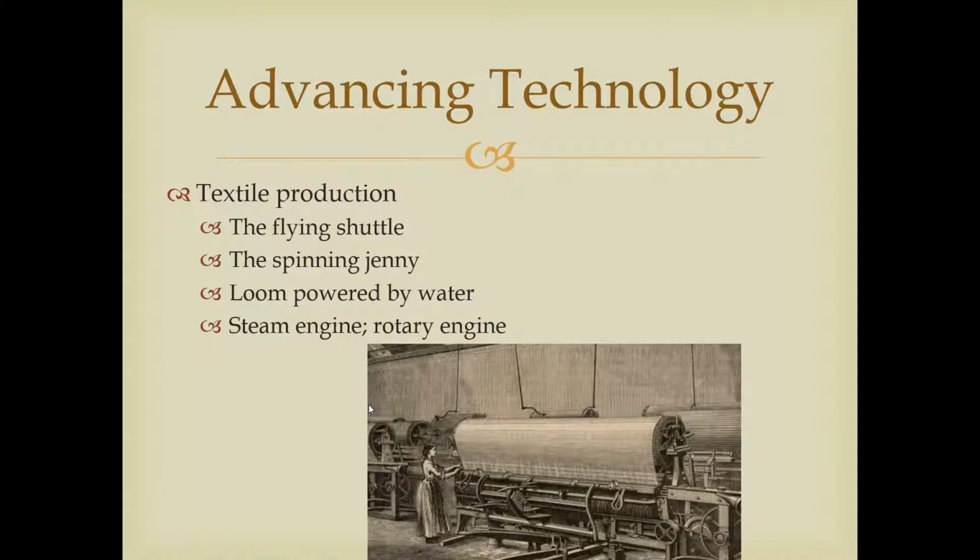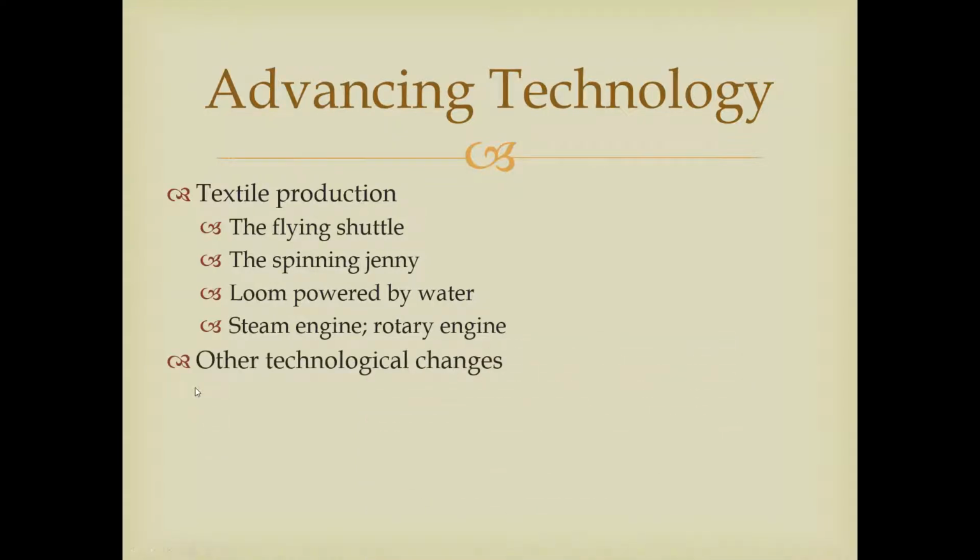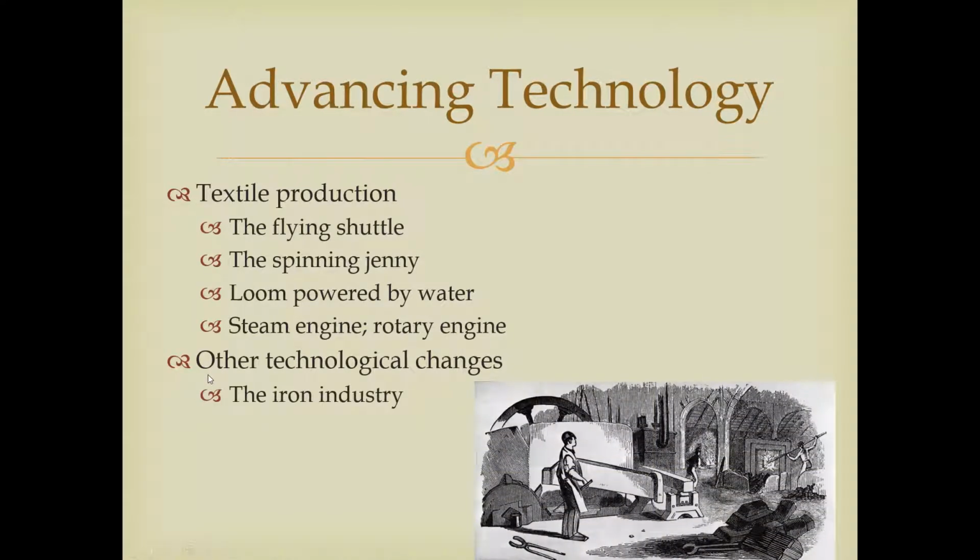So the cost of creating things is going to go down a lot, and so the prices of these things are going to go down, and a lot more people are going to be able to afford them. You're going to start seeing a lot more money flowing into the British Isles, and this is going to lead to a lot of technological changes. You're going to start seeing the beginnings of the iron industry. You're going to start seeing much more mass-produced iron, and that's going to lead on later on, as we will see. So the iron industry begins to take hold in England.